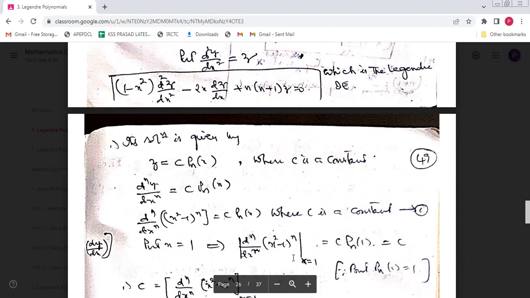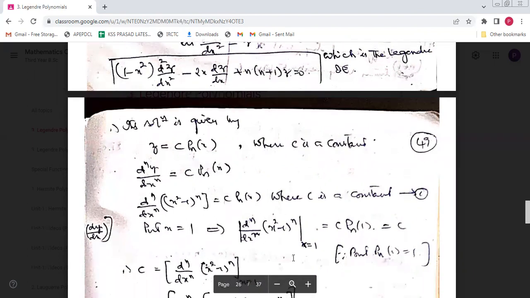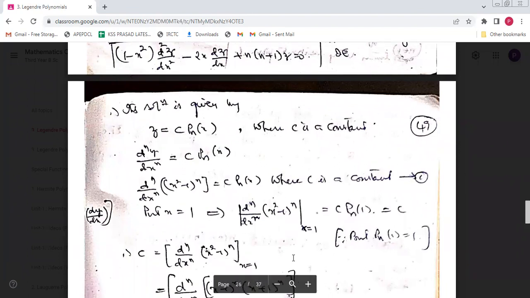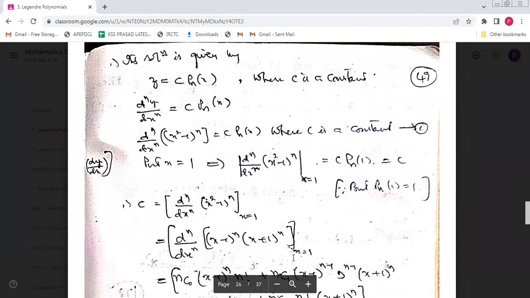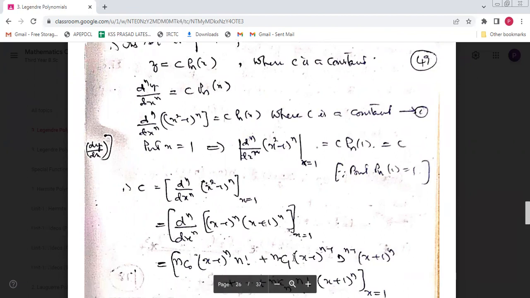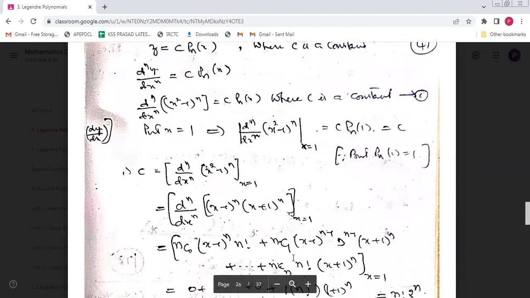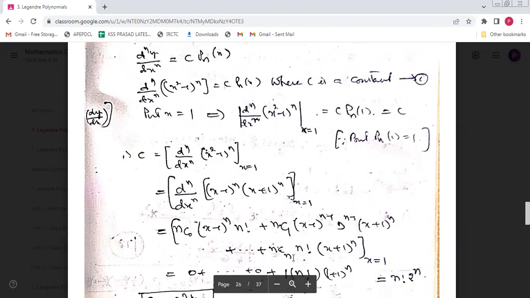P_n(1), and P_n(1) is equal to 1. So the right-hand side becomes equal to C times 1. So we can write the nth derivative of (x² − 1)ⁿ at x equal to 1 as: how do you write it? (x − 1)ⁿ(x + 1)ⁿ, so nC0 (x − 1)ⁿ (x + 1)⁰ plus nC1 (x − 1)ⁿ⁻¹ (x + 1)¹ plus and so on, nCn (x + 1)ⁿ.